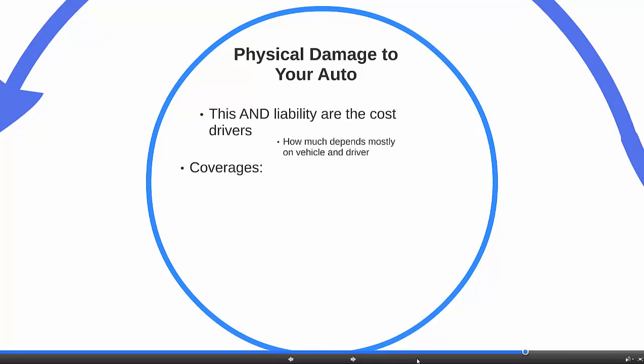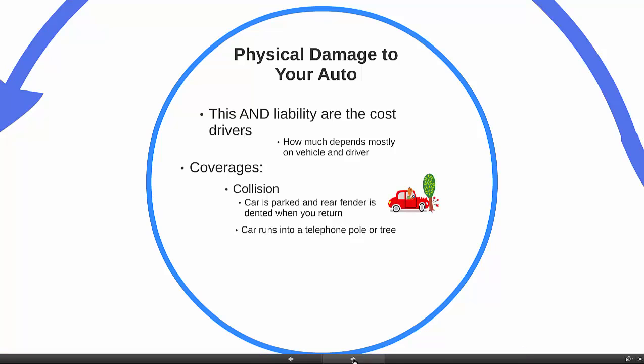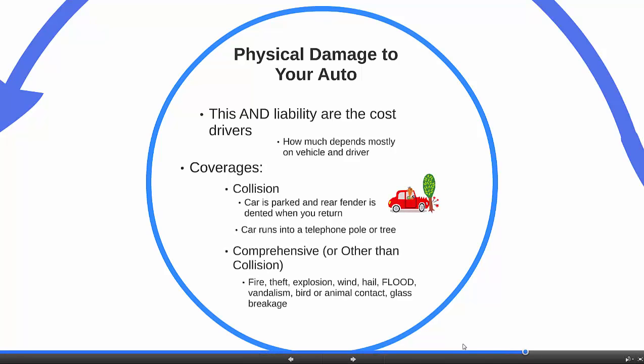The coverages for physical damage to your auto include both collision and comprehensive. Collision coverage is when your car is parked and a rear fender is dented when you return, or your car runs into a telephone pole or tree, or of course any time that you collide with another vehicle. Comprehensive, or other than collision, includes losses caused by fire, theft, explosion, wind, hail, flood, vandalism, bird or animal contact, and glass breakage. So realize that flood is covered, and if you have contact with a bird or animal, run into a deer for example, that's not considered collision, it's considered comprehensive.